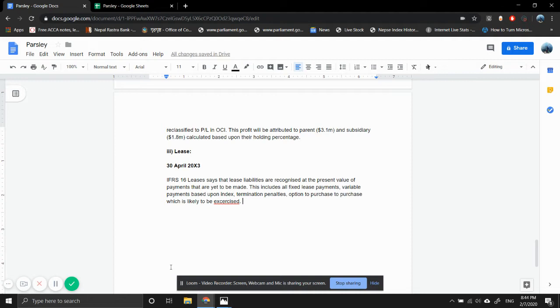All right. The liability will be reduced by cash payment for the lease and will also increase annually based upon its interest, which is charged to SOPL, right?